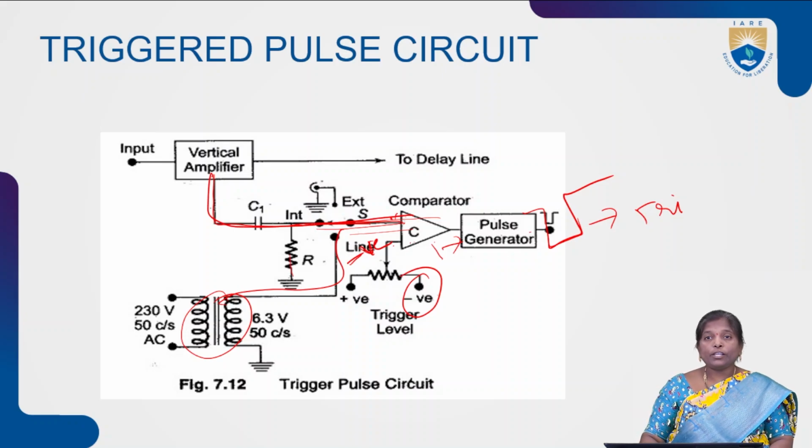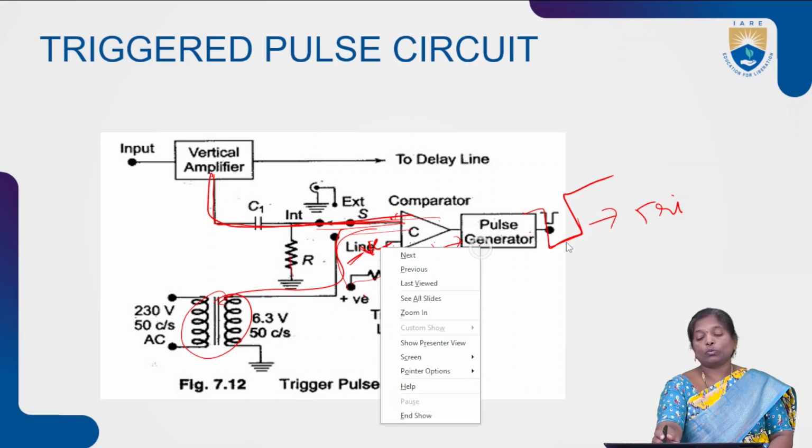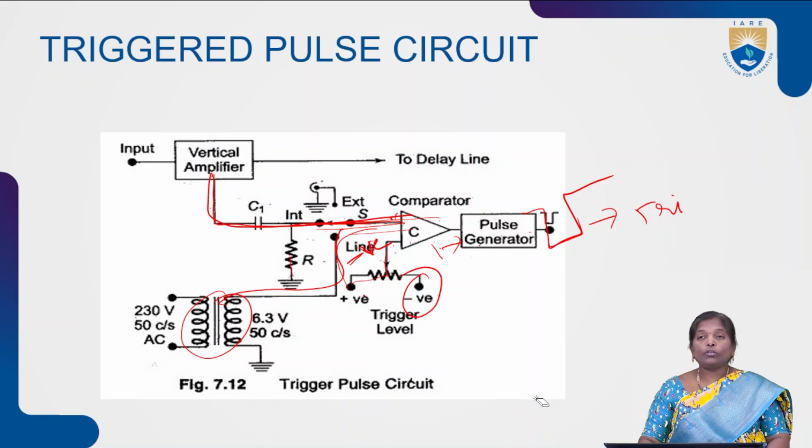Finally, if you apply input in any manner, that is, internally from the vertical amplifier, from an external section, or with the help of a transformer, the comparator will always compare the two inputs. One is coming from the vertical section and another one is the triggering level. The comparator always compares the trigger level with the three different ways of input. If both levels are the same, then the comparator gives the signal to the pulse generator to generate the pulses. This is how the triggering pulse will be generated.